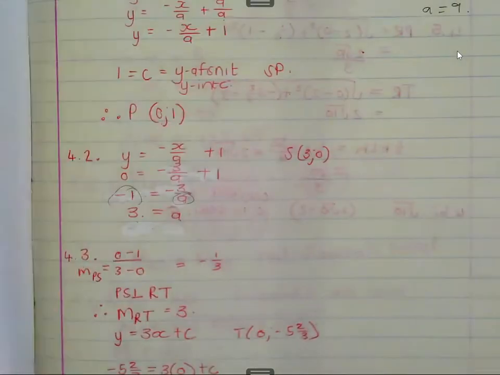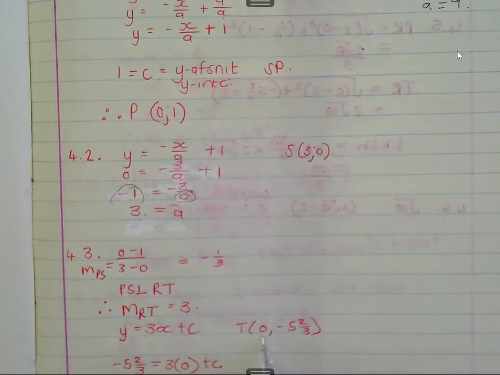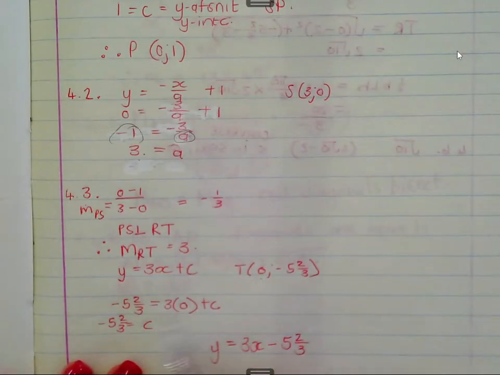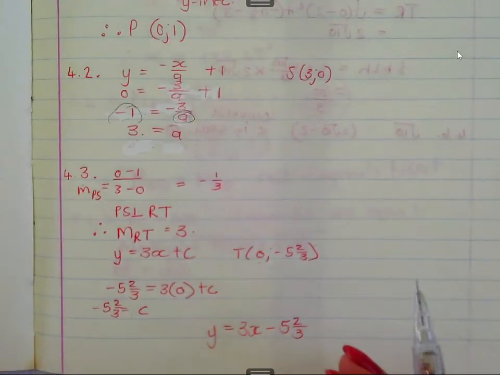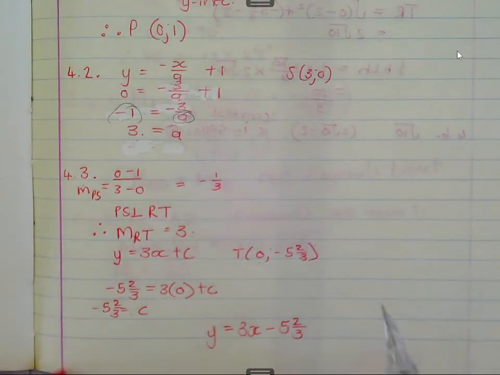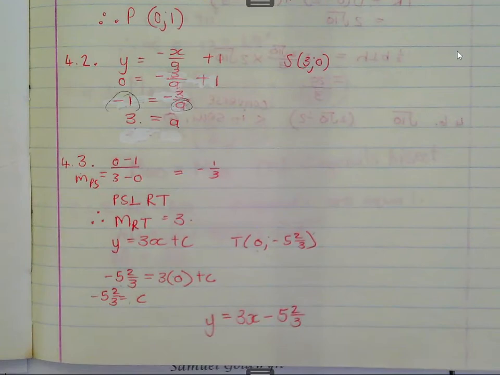But maybe you didn't see it, then you would use the coordinate, substitute in there, and then you also find C to be negative 5 and 2 over 3. And then you have your equation: 3x minus 5 and 2 over 3.